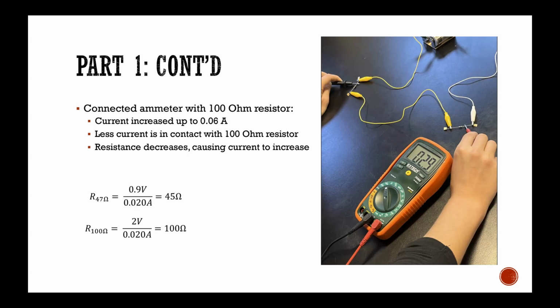In this part of the experiment, we connected the ammeter with a 100 ohm resistor and found that the current increased to 0.06 amperes. We reasoned that less current is in contact with the 100 ohm resistor and resistance decreases, causing the current to increase. And here's a picture of our experimental setup.